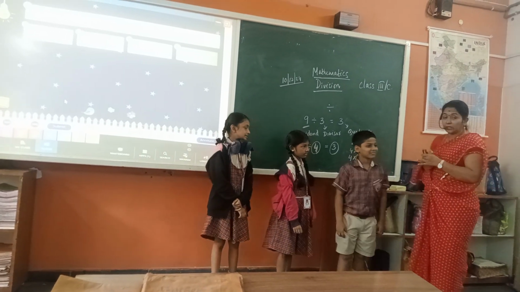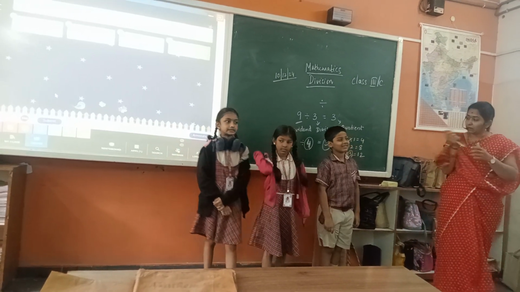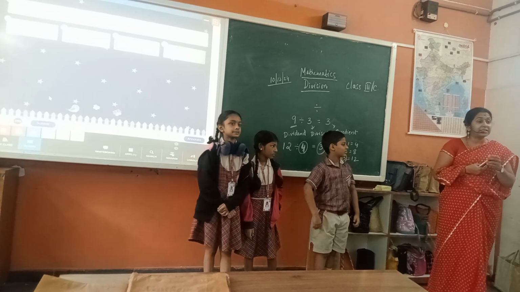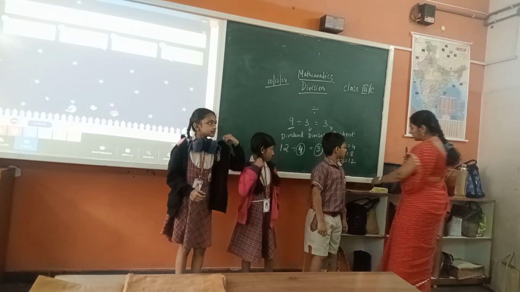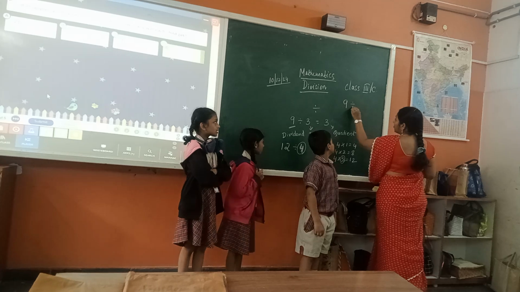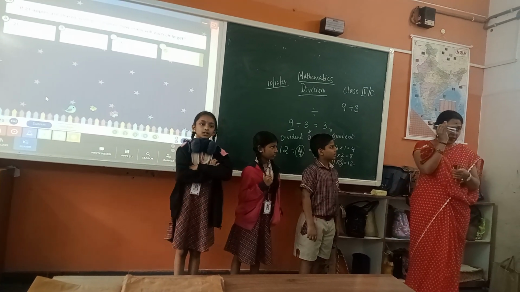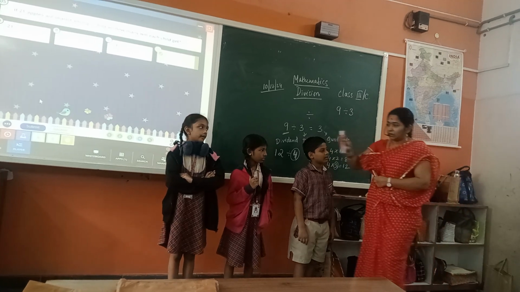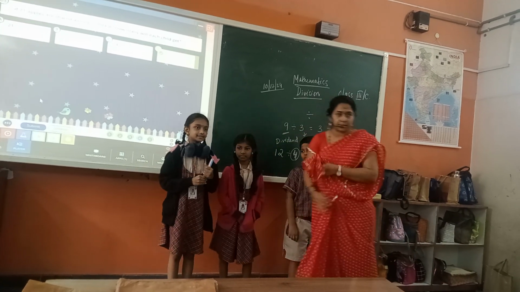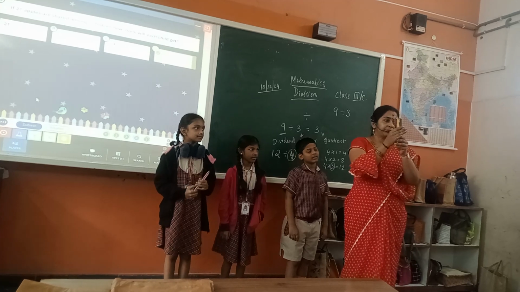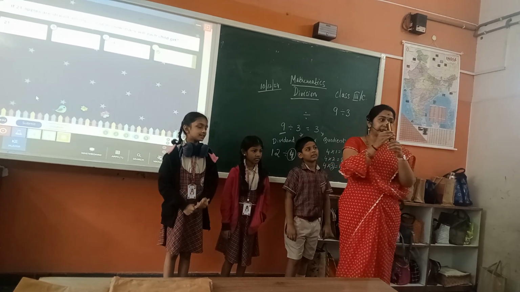Now I am going to divide the 9 pencils among 3 friends again. So now this is repeated subtraction. What is the question here? 9 pencils among how many? 3, right? So now I will take 3 directly and give them to Pavani. Take these 3 pencils. Now how many are there with me? 6. 9 minus 3 is 6.